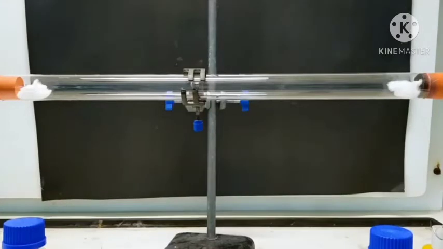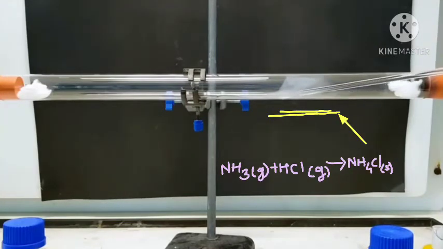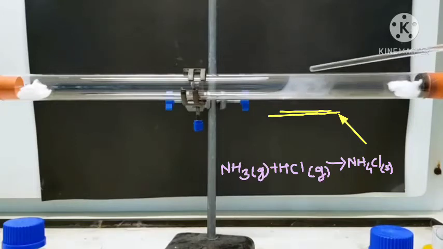which is nothing but the product ammonium chloride formed due to the combination of ammonia and hydrogen chloride gases. Note that the ring is nearer to the cotton soaked in acid. The reason behind this is that ammonia moves faster than hydrogen chloride.